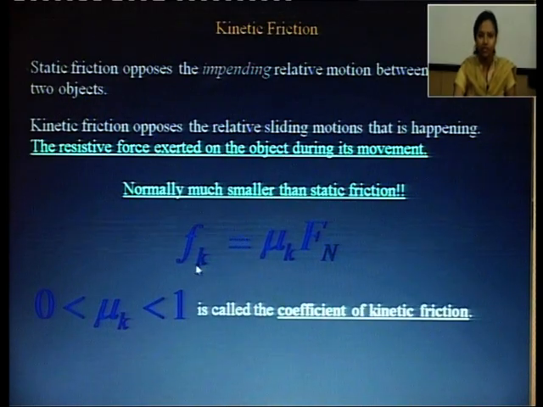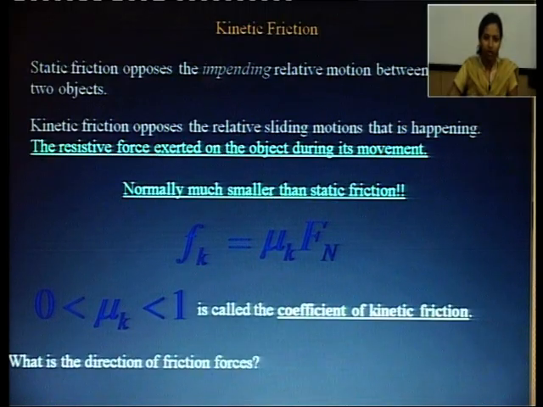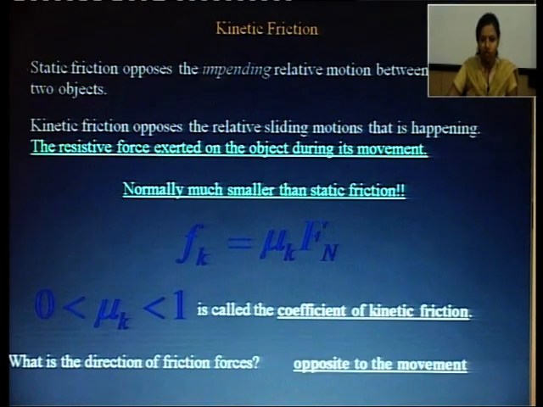We already discussed this formula: Fk is equal to mu k into Fn. Mu k always lies between 0 and 1 and it is called the coefficient of kinetic friction. And can you please guess what is the direction of frictional force? It is in the opposite direction to the motion, opposite to the movement of the body.